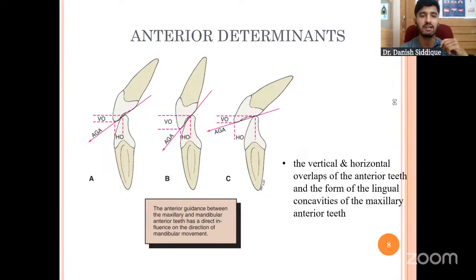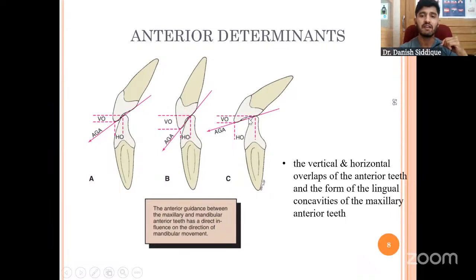Coming to the anterior determinant, like I've told, there is an anterior determinant. That is how your upper canine to canine, the anterior teeth, are in relation with the lower anterior teeth. If there is an increased overbite, there will be a steeper angle. That is, the anterior determinant will have a steeper angle. Or where you have the proper 2 mm, which is ideally expected, about 2 mm of overjet and overbite, in those cases you have a good amount of anterior guidance. Or in cases where it is less, the degree of guidance becomes shallow, as you see here.